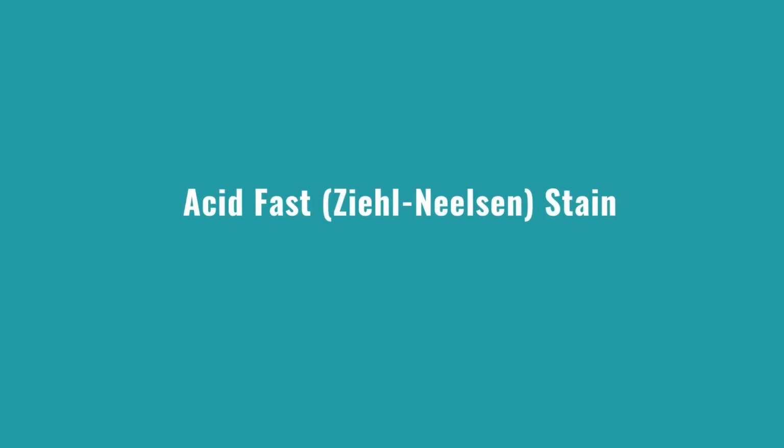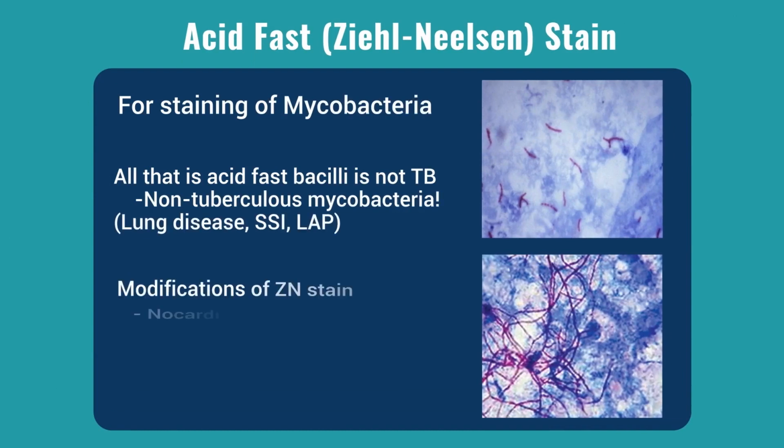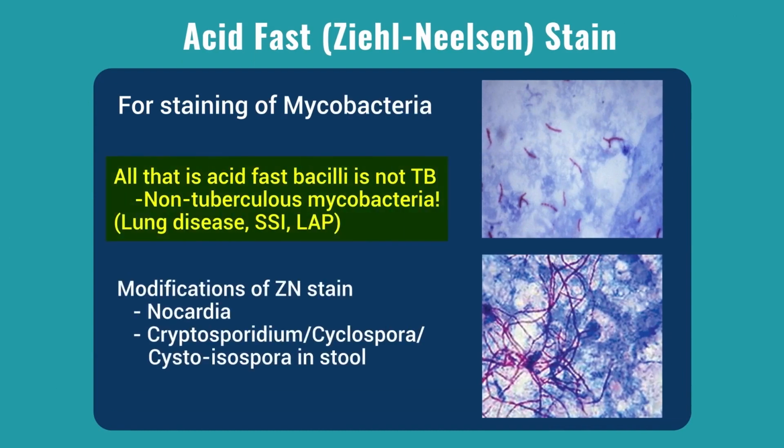Another microscopic technique is the acid-fast stain or the Ziehl-Neelsen stain, which is primarily done to look for tuberculosis bacilli, that is Mycobacterium tuberculosis. So this technique can also be used to look for other non-tuberculous mycobacteria like NTMs, which frequently cause surgical site infections and also atypical mycobacterial disease. There are some modifications of the AFB stain that are done to look for organisms like Nocardia and also the Cryptosporidium oocysts in the stool in the appropriate host.